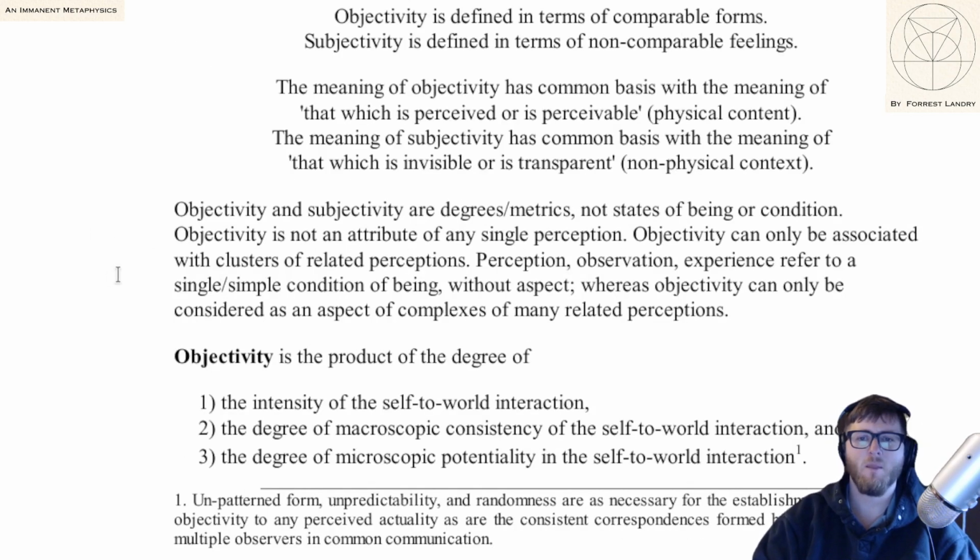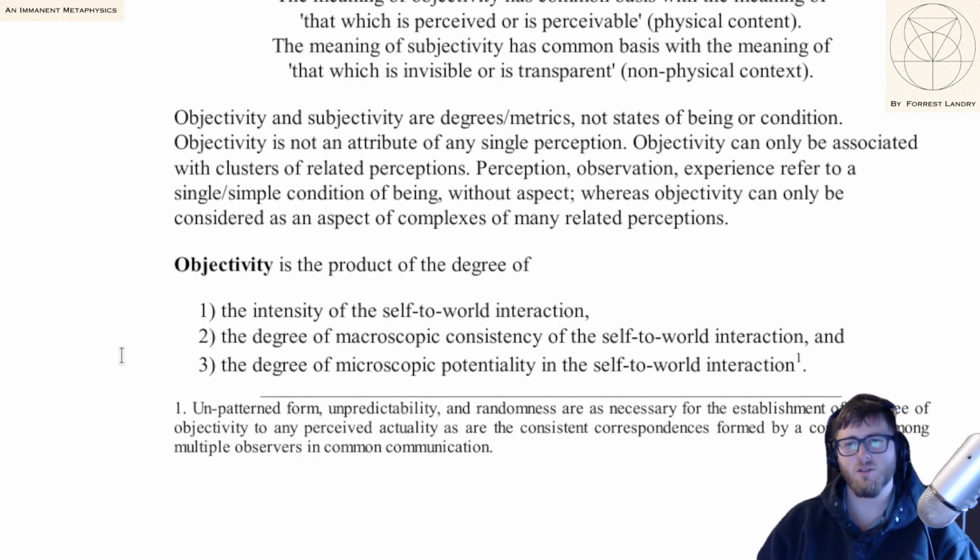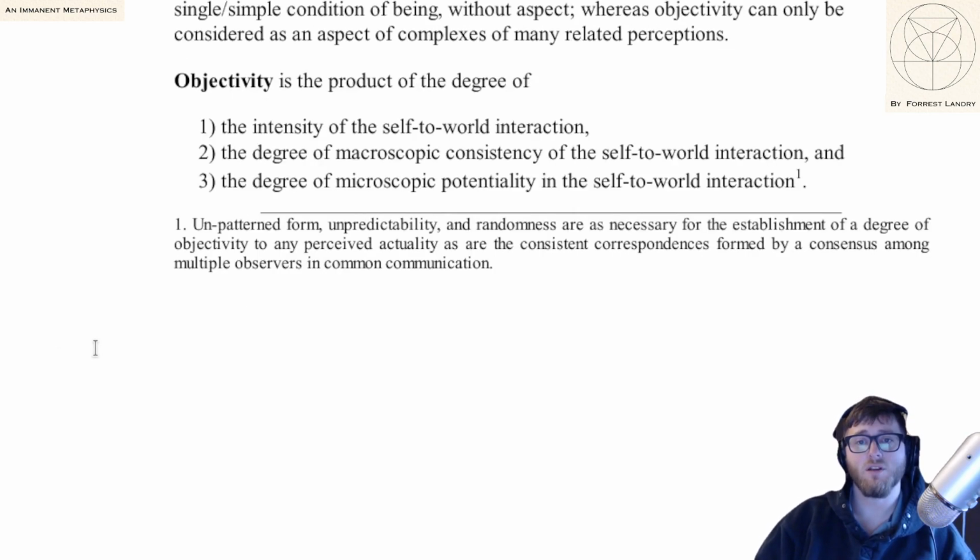Objectivity and subjectivity are degrees or metrics, not states of being or condition. Objectivity is not an attribute of any single perception. Objectivity can only be associated with clusters of related perceptions. Perception, observation, and experience refer to a single or simple condition of being without aspect, whereas objectivity can only be considered as an aspect of complexes of many related perceptions. Objectivity is the product of, one, the degree of the intensity of the self-to-world interaction, two, the degree of the macroscopic consistency of the self-to-world interaction, and three, the degree of the microscopic potentiality in the self-to-world interaction.